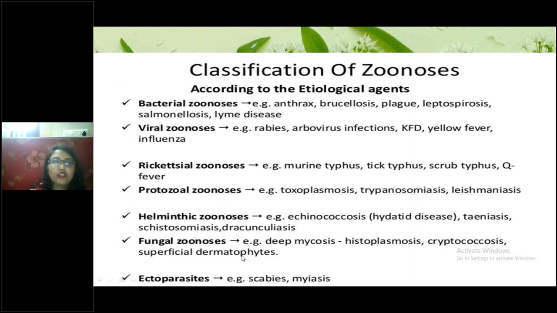So there are different etiological agents, for example, bacterial zoonosis, like anthrax, brucellosis, plague, leptospirosis, salmonellosis, Lyme disease, and viral zoonosis like rabies, arbovirus infections, Kyasanur Forest disease, yellow fever, influenza, and rickettsial zoonosis like murine typhus, tick typhus, scrub typhus, Q fever, and protozoal zoonosis like toxoplasmosis, trypanosomiasis, leishmaniasis, helminthic zoonosis like echinococcosis, you already remember, the disease transmitted from dogs, taeniasis, schistosomiasis, and dracunculiasis, and fungal zoonosis like deep mycosis like histoplasmosis, cryptococcosis, and superficial dermatophytes. And there can be ectoparasites also like scabies and myiasis.